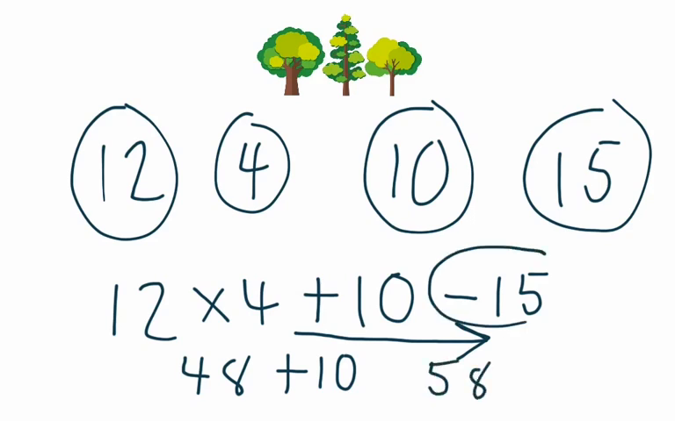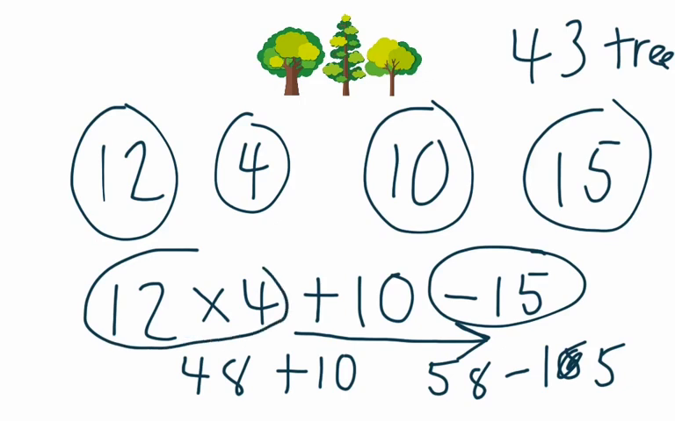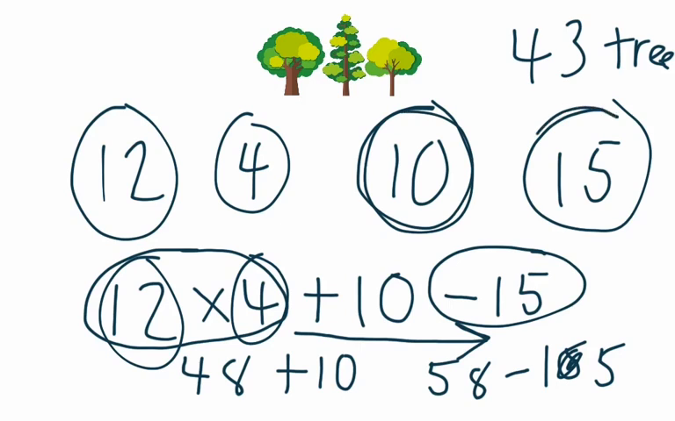Then 15 trees get destroyed. So what is 58 minus 15? That is 43 trees are left. Okay? So again, you have to take them step by step. You have to know what multiplication is to say, 12 groups of 4, and then we put 10 more in, and then we took away 15 because of them getting destroyed.